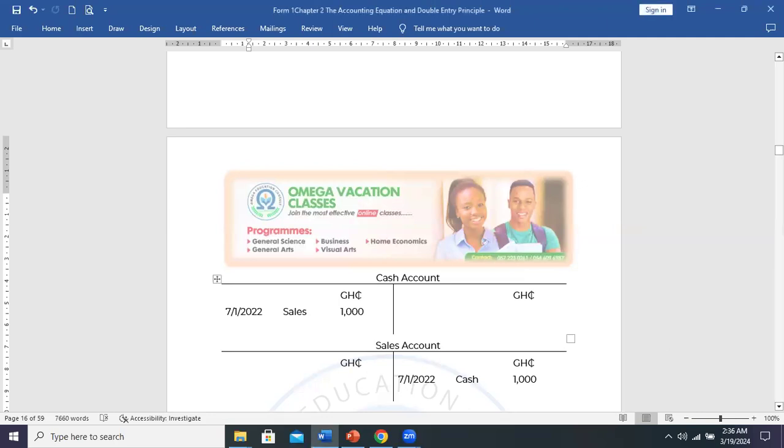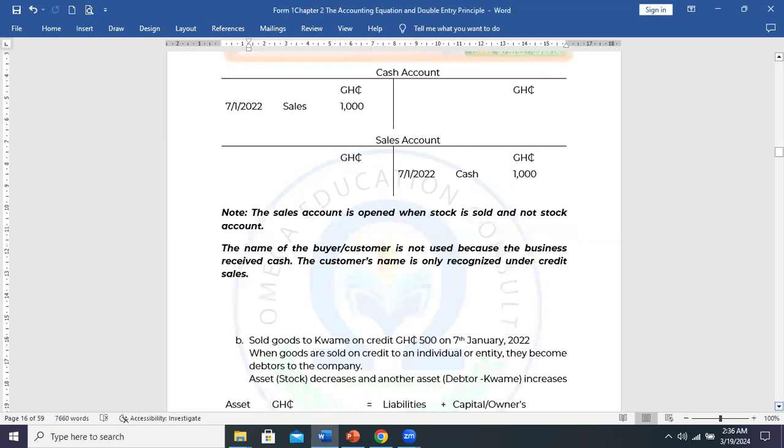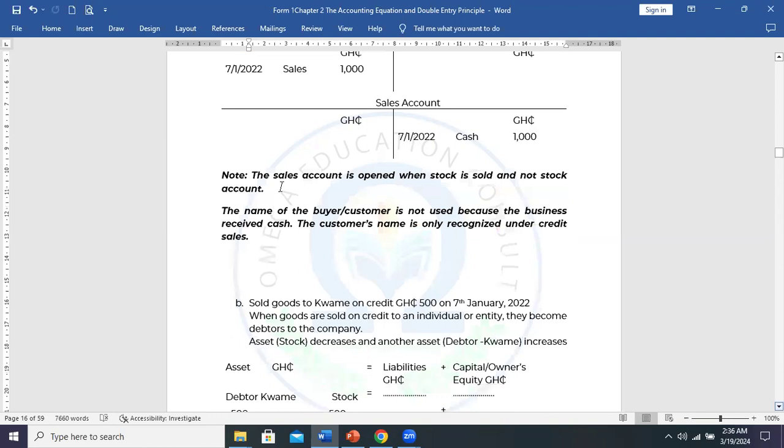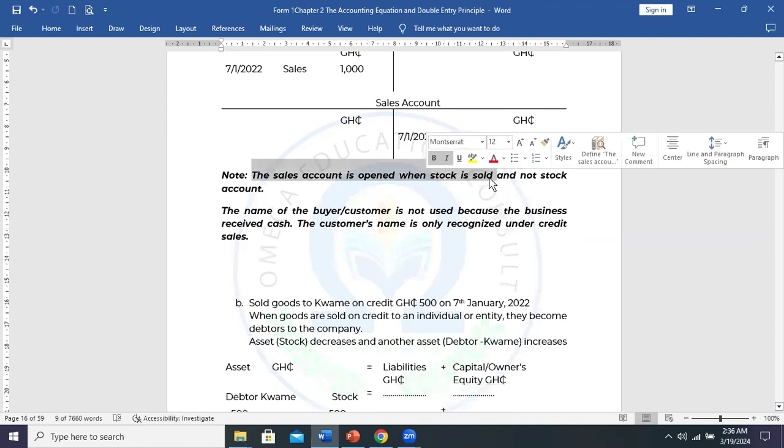The second example would address the issue of selling the goods on credit. But the point that I made to you, the sales account is what is opened when stock is sold. So take note of that. Anytime you see sold goods, or sold something, the business is buying and selling, you open the sales account. And that sales account is recording the decrease in the asset stock. Okay.